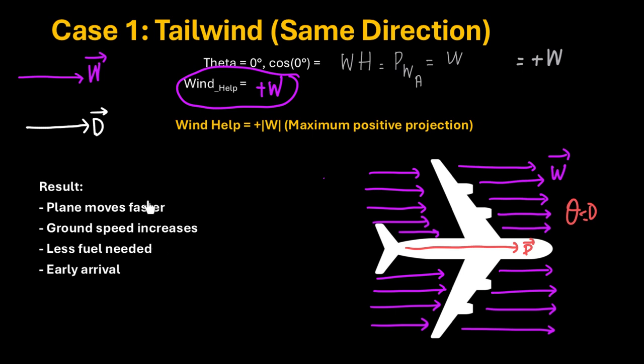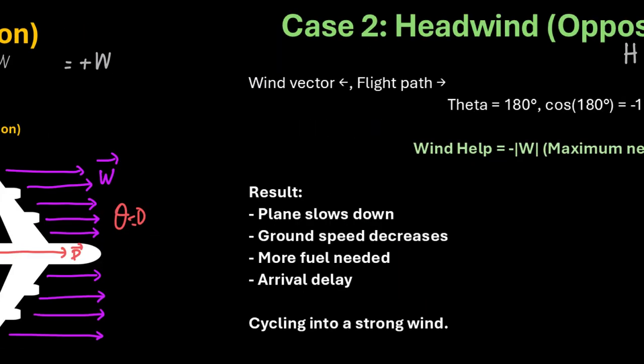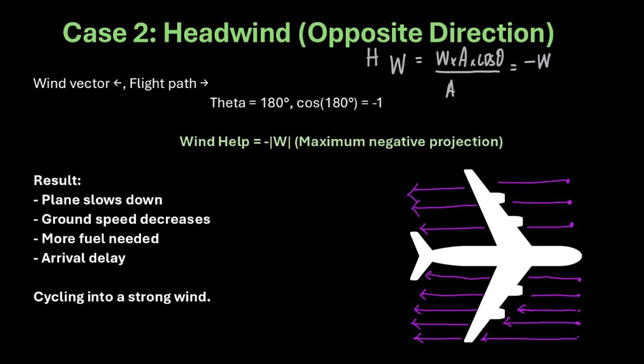Now, since the plane is moving faster, not by virtue of pumping more fuel and burning it, but because it is being pushed by the wind, what happens? Less fuel is needed to attain the same speed. Okay? And of course, when it is traveling faster, it will arrive early. So that is case 1, tailwind. Now, what is case 2?